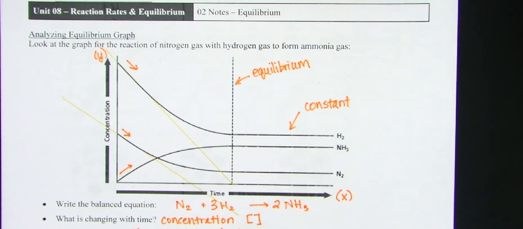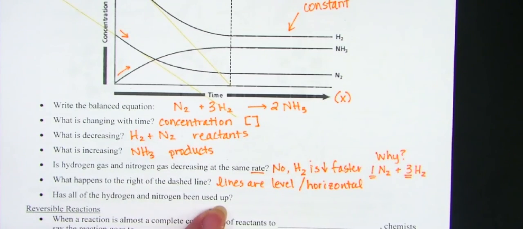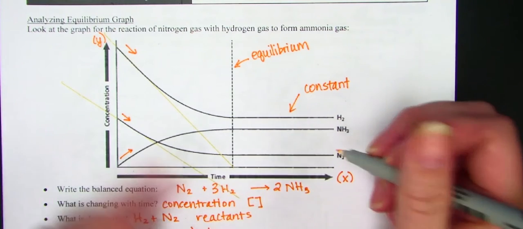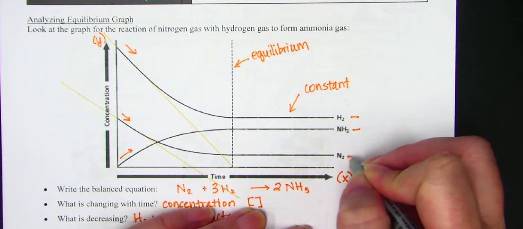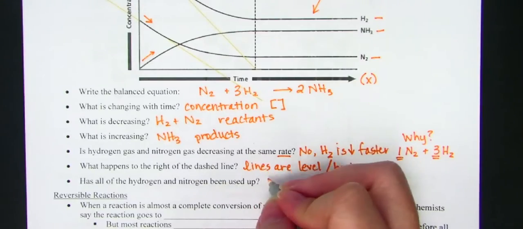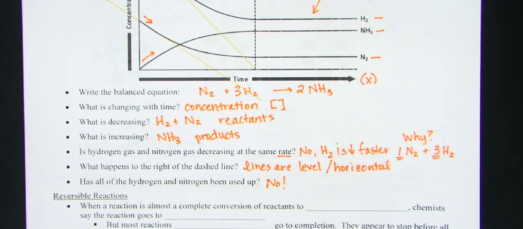The last question asks, has all of the hydrogen and nitrogen been used up? So once we've reached equilibrium, their amounts are not changing, but are they at 0? And if you notice here, they are not. So they are constant. They're all different amounts, but they are not 0. So no, my reactants have not been used up. They are still present in the reaction container.